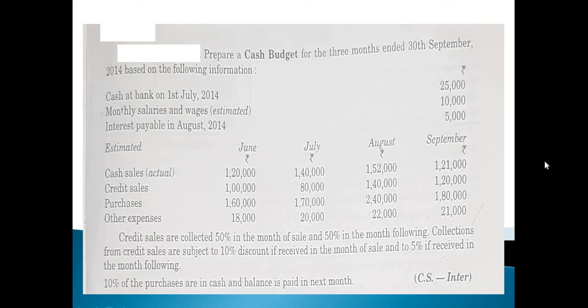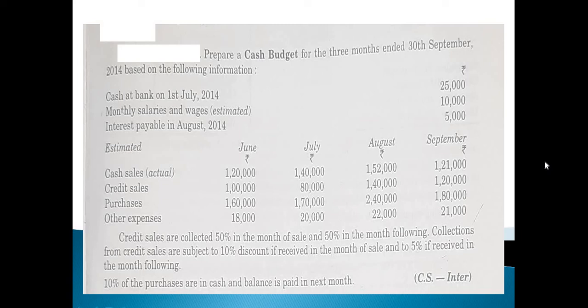So the first payment will be the monthly salaries and wages, which is estimated at rupees 10,000 per month, and also the interest payable in August, that is rupees 5,000, and also we have the purchases. Now if you look at the last part of the problem regarding purchases, it says 10% of purchases are in cash and the balance is paid in next month.